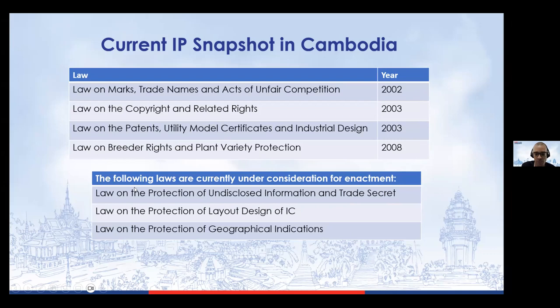But there are things in play, and I will hand this over to Zandre to talk a little bit about what EuroCham does on this front.